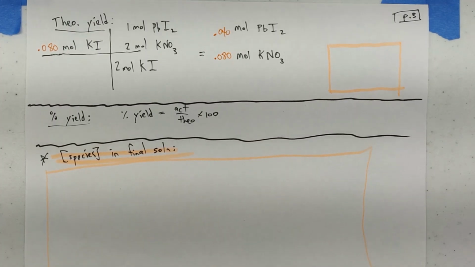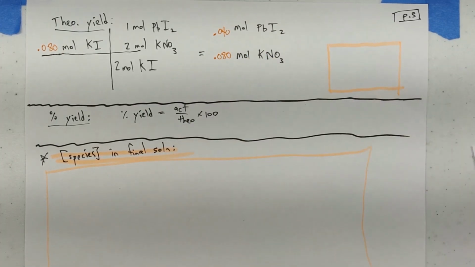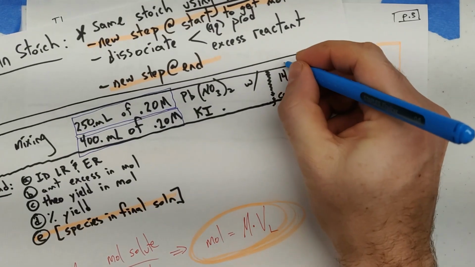We're going to add in one calculation. We have moles of lead iodide. In the original problem, we were given an actual yield.